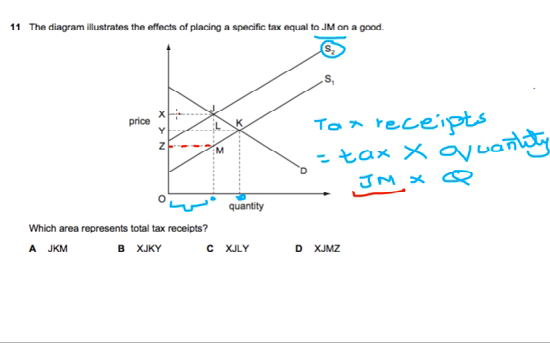So the total tax that we have is actually this area, which I am now highlighting. Which means that the area which represents this is XJMZ, which is this total area. And according to the options, the correct option that represents this area is option D. So this is the correct answer.